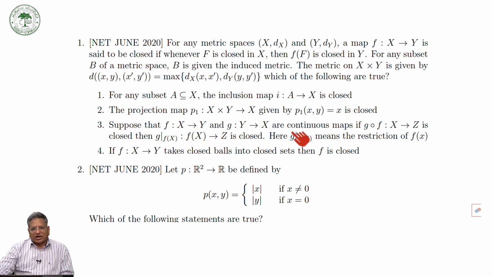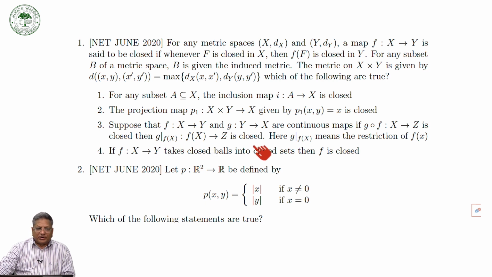Suppose that f and g are continuous functions. If the composition is closed, then the restriction of g on f(X) is closed.